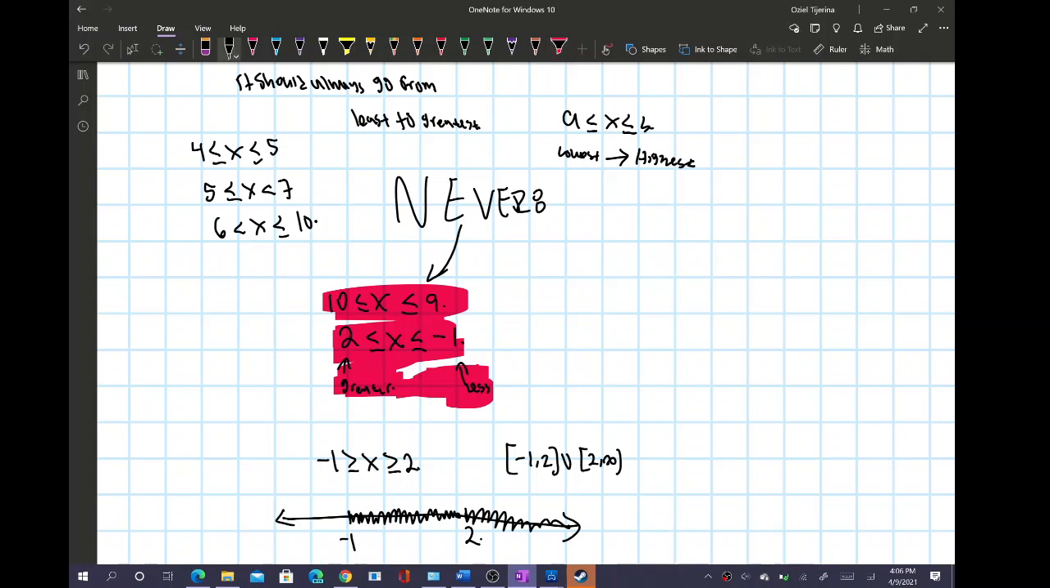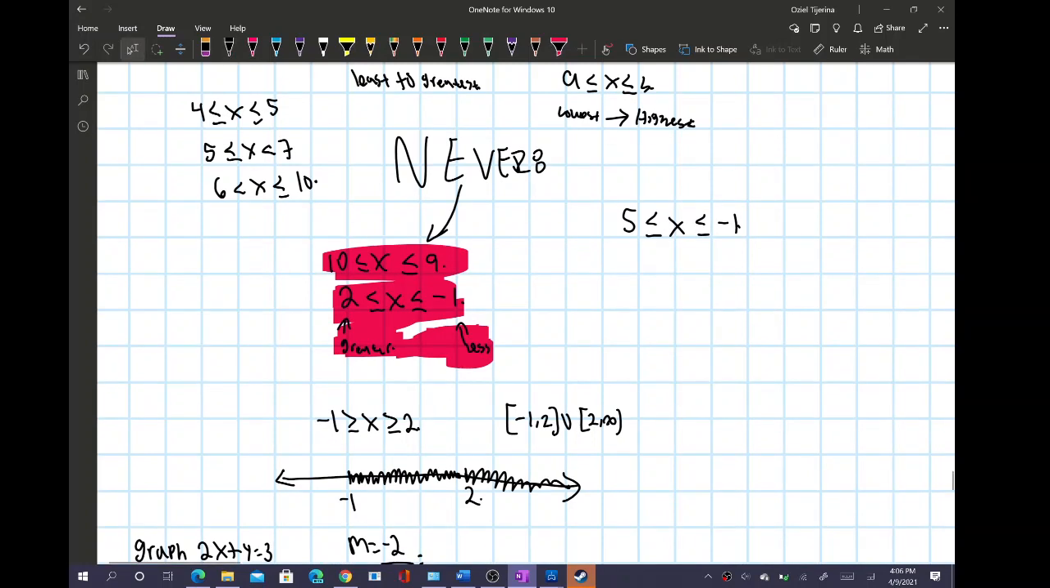It's like if I said 5 is less than or equal to x is less than or equal to negative 1, and then I graph it, I go from 5 to negative 1 and it's like, wait, what? You can get confused and think it's negative 1 is less than or equal to x is less than or equal to 5, but no, it's not. It's 5 is greater than or equal to x is greater than or equal to negative 1.